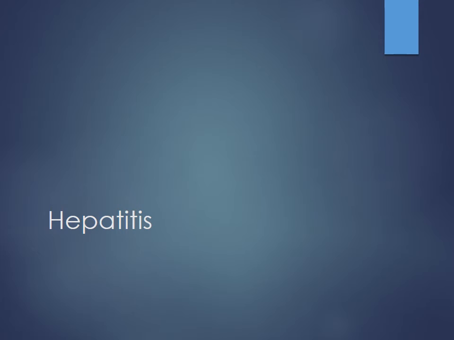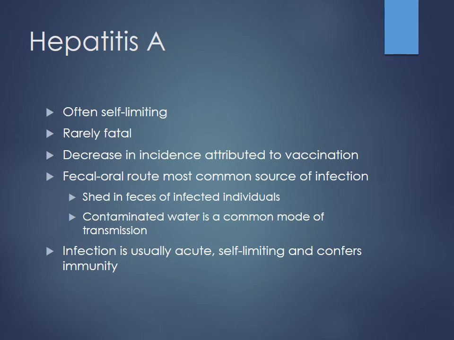Okay, so next we're moving on to hepatitis. So we'll talk about A, B, and C. Are there other types of hepatitis? D, E, yeah, there are other types. We're mainly going to talk about A, B, and C. Those are the main ones we're concerned about treating for the most part.